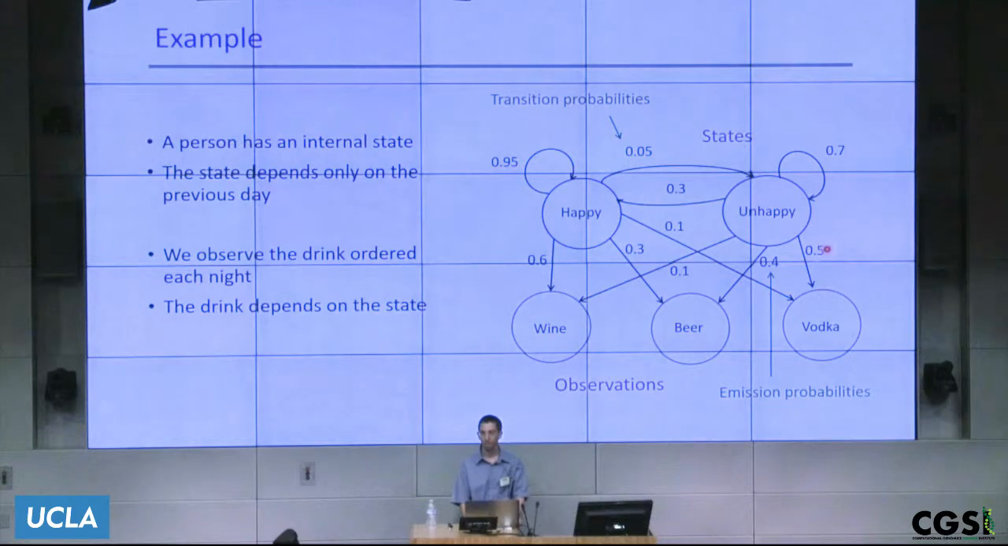So let's say I work at the bar, and I would like to tell something about the internal state of this person that I see every day, but I don't know much about except an observation of what was ordered. These are called the emission probabilities. And again, the key point is the emission probabilities depend on the state. They're different for each state.